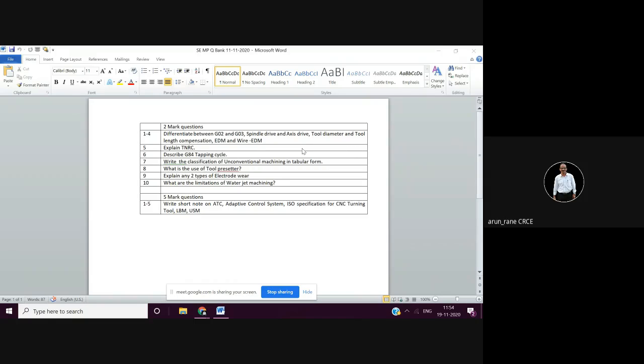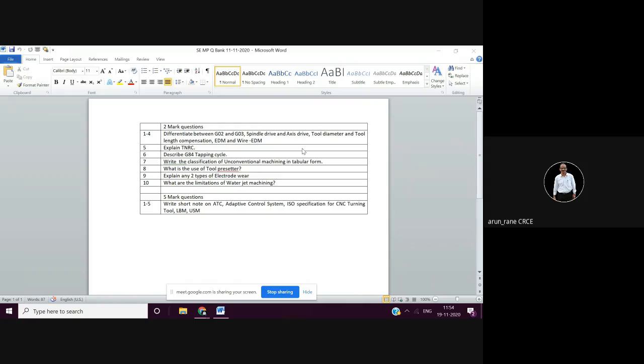Then the next question is, so here you have 4 questions on differentiation. Then the next question is explain TNRC. The full form of TNRC is tool nose radius compensation. So very first you can write that it is for the tool. TNRC stands for tool nose radius compensation, and now it is for 2 marks.